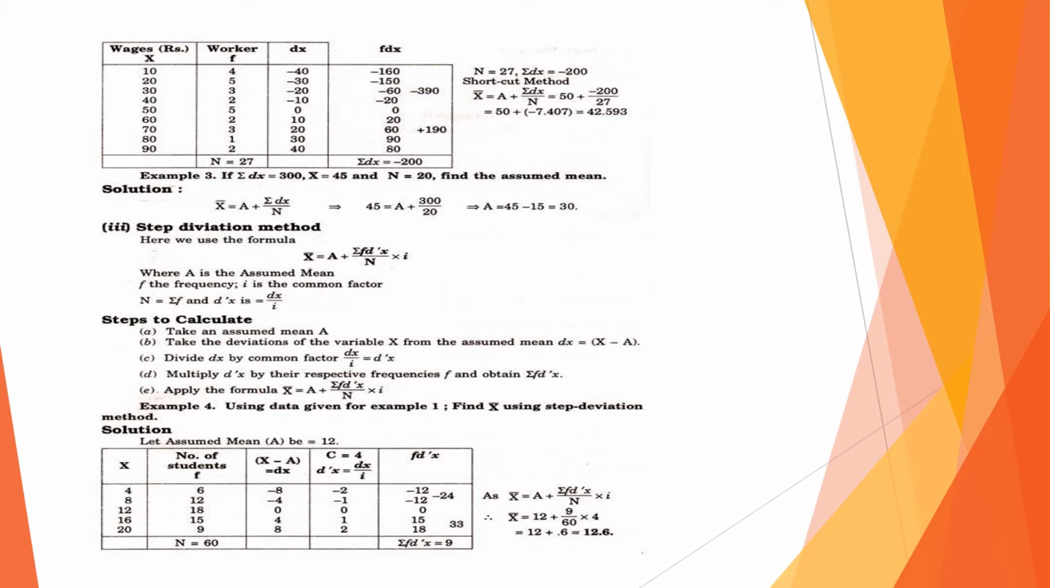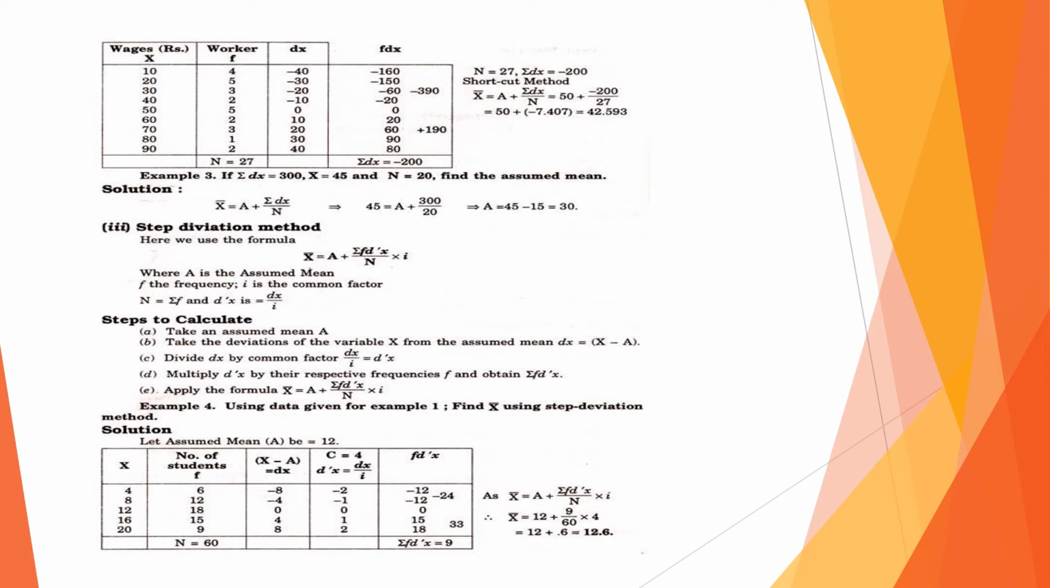Now select any number from X. Suppose you are going to select the number 50. Now we are going to find the second step, that is D. How to find it? X minus A. 10 minus 50, 20 minus 50, 30 minus 50, in that way.